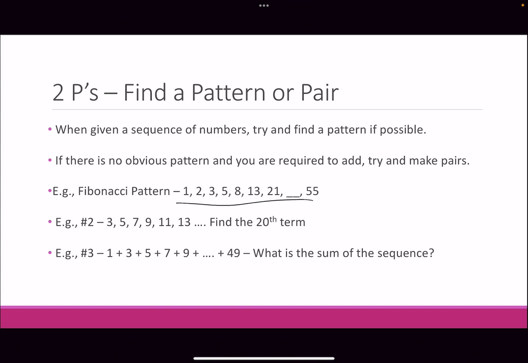In terms of sequences or a range of numbers where they want us to add up and there's no clear pattern, then you want to try and make pairs, which will save you more time than trying to find a weird pattern.